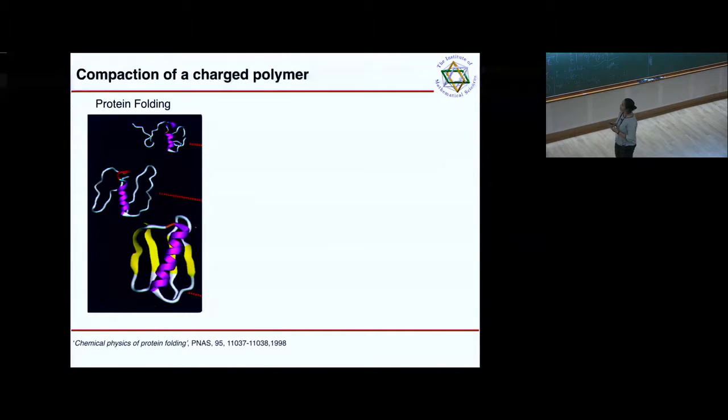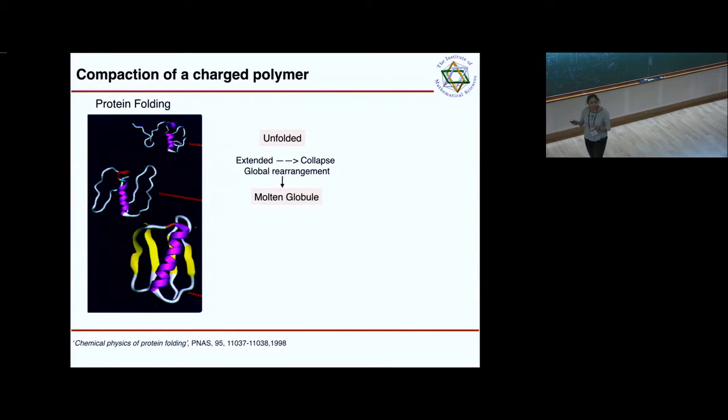So why is compaction of a charged polymer of any interest? There are many systems, the most well-known being the protein folding problem. Usually a protein starts off as somewhat of an extended structure. It goes into what is called a molten globule, and then it finally rearranges itself into some sort of native structure. So these are the three steps. First, it goes from extended to collapsed. There is no definite conformation in this collapsed conformation. It's just some kind of a molten globule. And then there is a local rearrangement, specific interactions take over, and that's when you get a native state.